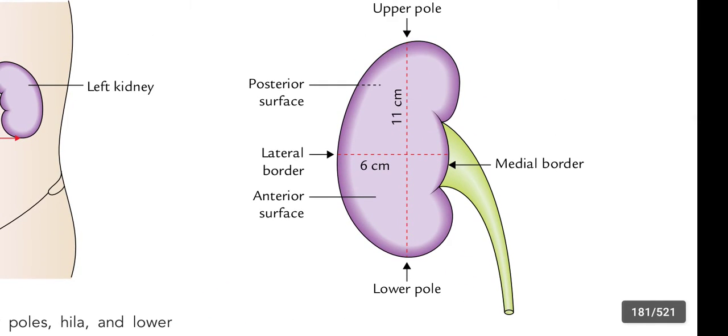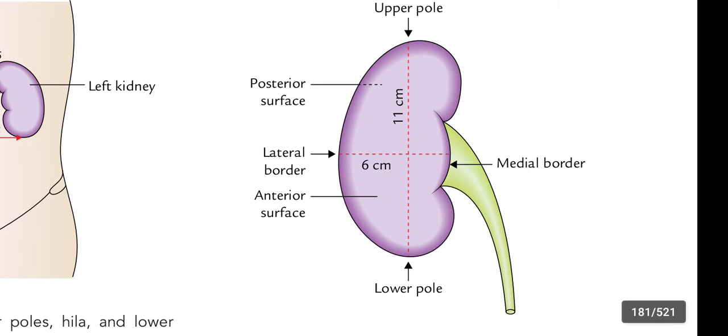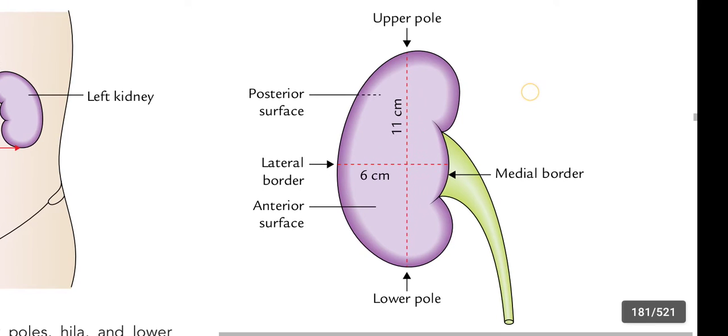Coming to the measurements: length is 11 centimeters, width is 6 centimeters, and thickness, that is anterior to posterior, is 3 centimeters. When we compare the right and left kidneys, the left kidney is slightly longer and narrower when compared to the right kidney.